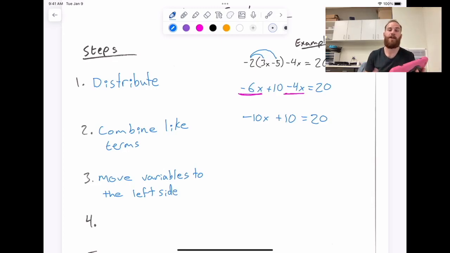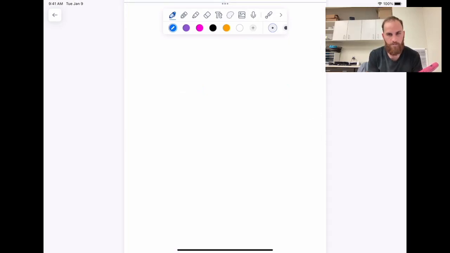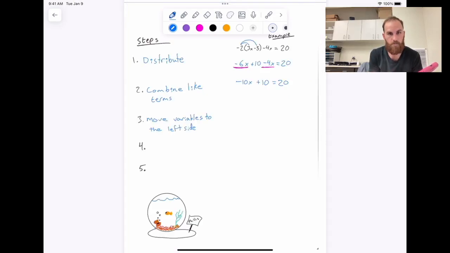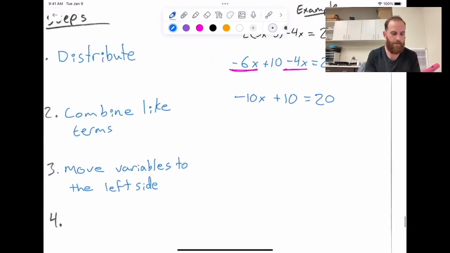Now I move things around using inverse operations, okay? As you can see, my variable, oh, that was close. Holy cow, that was scary.